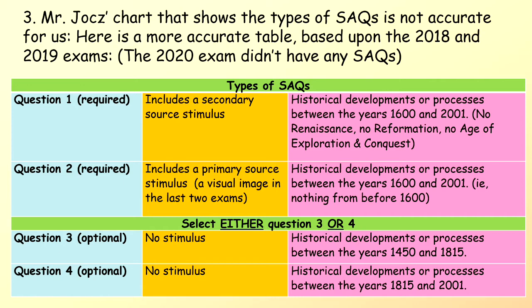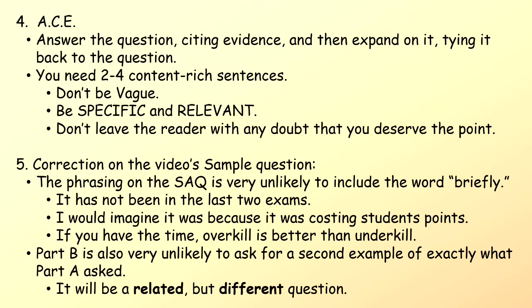Another way you can look at it is that question 3 will come from the first semester, the fall semester, and question 4 will come from the spring semester, the second semester. Another tip that Mr. Jocz had was, once again, ACE, A-C-E. Answer the question, cite evidence, and then explain or expand on it, tying it back to the question. He says you need 2 to 4 content-rich sentences. Don't be vague, be specific and relevant. Don't leave the reader with any doubt that you deserve the point.